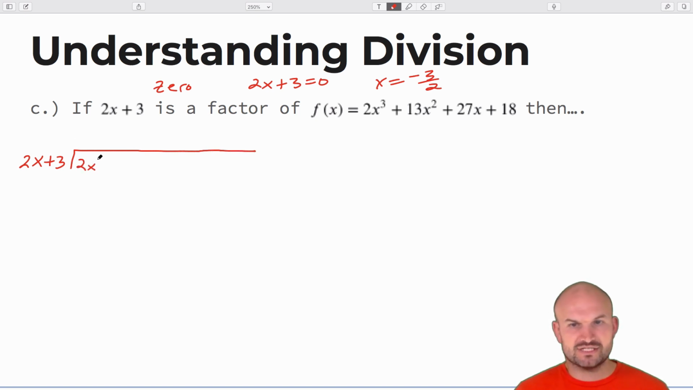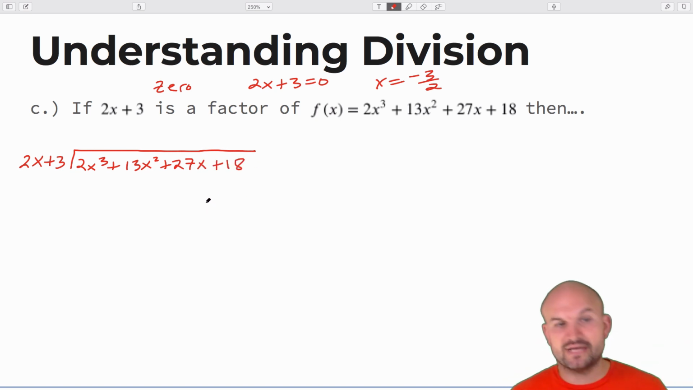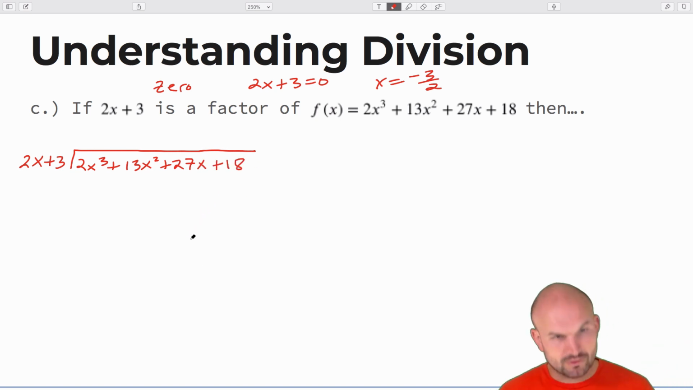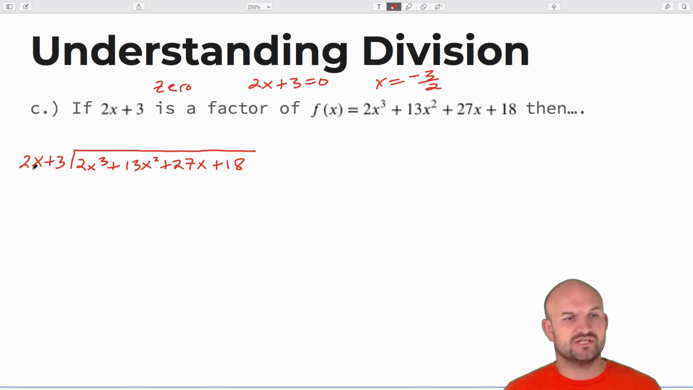So I had 2x cubed plus 13x squared plus 27x plus 18. All right, so I'm going to go ahead and work through the process again. I'll do it a little bit quicker. But again, make sure everything's in standard form. You're always going to divide your first term into your first term. So how many times does 2x divide into 2x cubed? Well, you can see that goes in there x squared times.